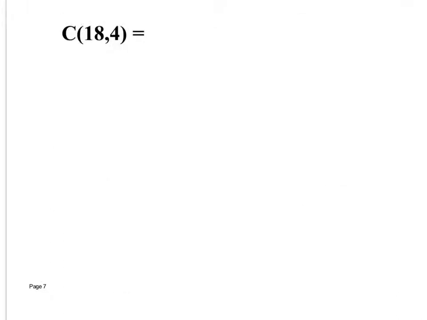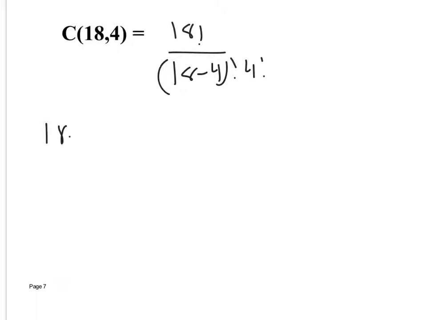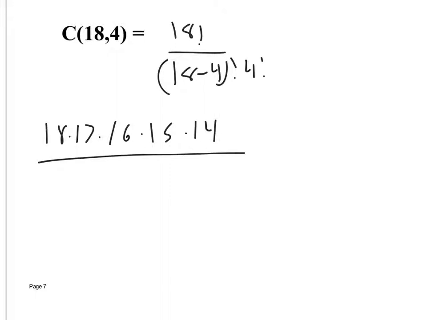Alright, so sometimes they'll just give you this. They'll just say you do the combination of 18 and 4. Instead of giving you a big word problem, they'll just tell you do a combination. So it's going to be 18 factorial over 18 minus 4 factorial and 4 factorial. So 18 factorial, 18, 17, 16, 15, 14, right? And I know that this 18 minus 4 is going to be 14 factorial.